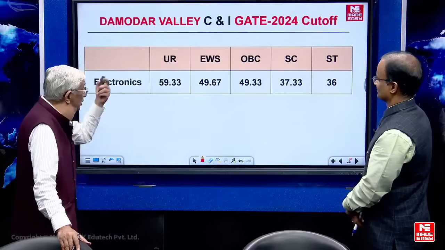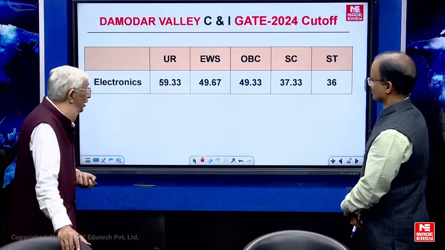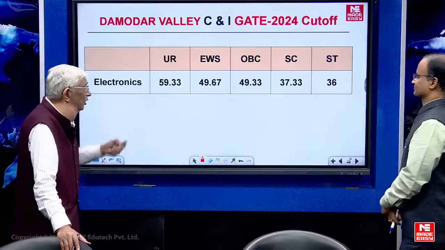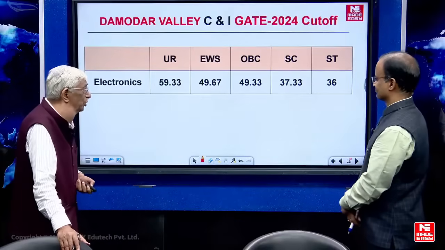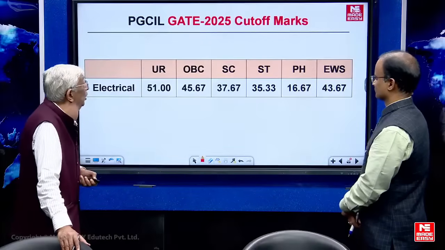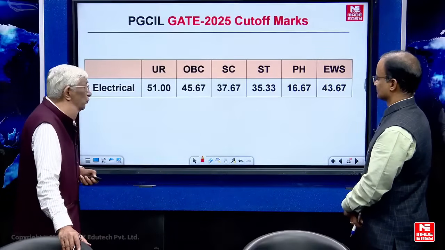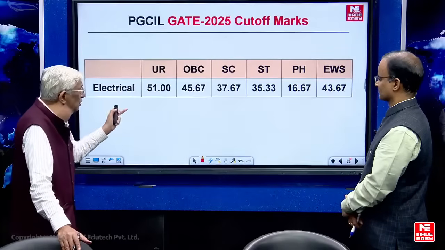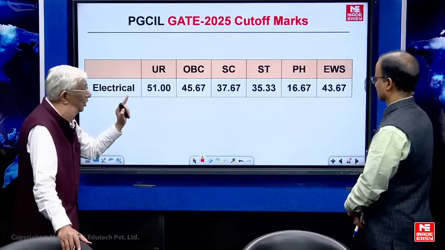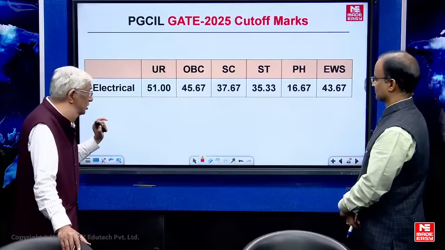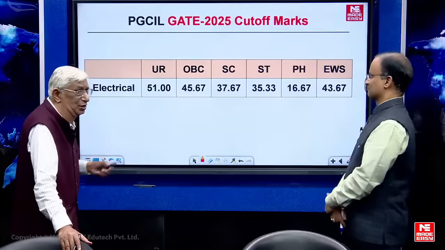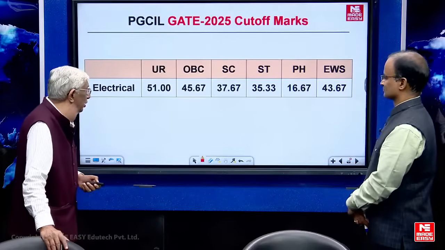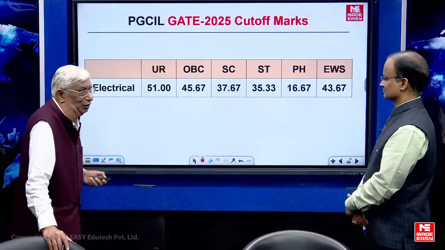This is the cutoff for C&I, that is primarily control and instrumentation. The electronics candidates are eligible to apply here, and the cutoffs are 59.33, 49.67, etc. PGCIL again recruits for EE as well as EC. The EE cutoff is 51 for unreserved. Again, notice that it is marks, not score. 51 is reasonably high for GATE 2025, because last year the electrical paper was a little tougher, so the cutoff marks went a little higher. It is a little lower in comparison with the earlier years.